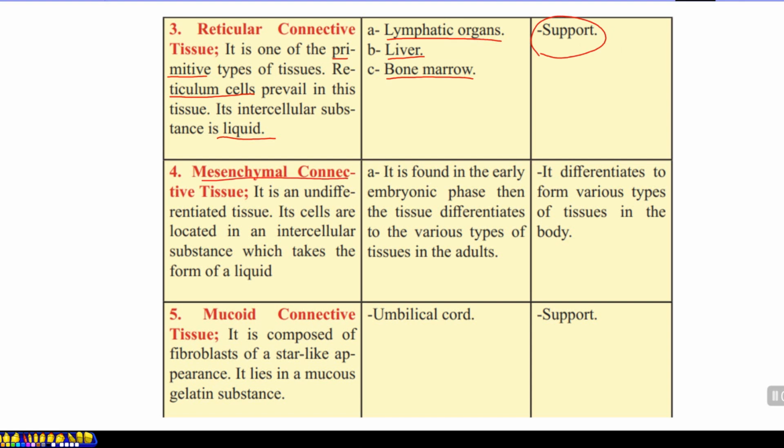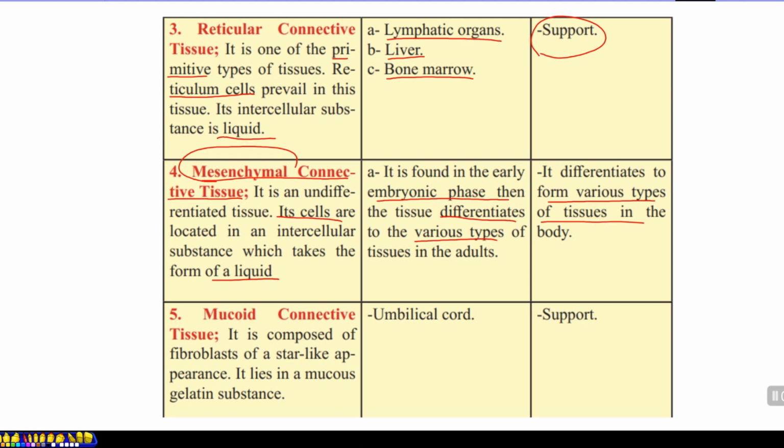For the mesenchymal connective tissue, we need to remember the function of mesenchymal cells, which have the ability to differentiate into any kind of cell in connective tissue. Its cells are located in an intercellular substance which is liquid. The embryonic phases contain the mesenchymal cells, and afterwards they can differentiate into various types of tissues in adults. Their function also is to differentiate into various types of tissues in the body.